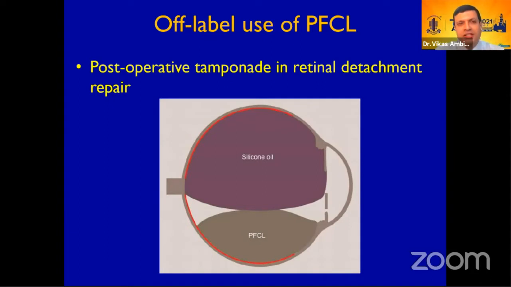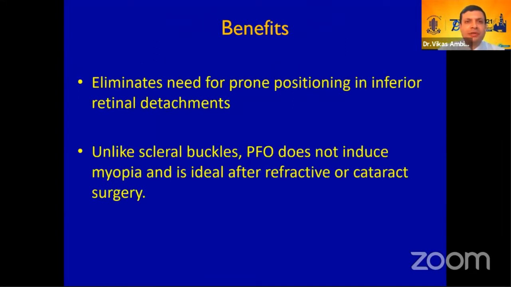So Dr. Steve Charles has operated more than 1,000 eyes in which he's used this fluid for tamponading inferior retinal detachments. Now, what are the advantages? Firstly, it eliminates the need for prone positioning of a patient after retinal detachment surgery, which is a big benefit. Then also, unlike scleral buckles, PFCL will not induce a myopic shift in the eye.